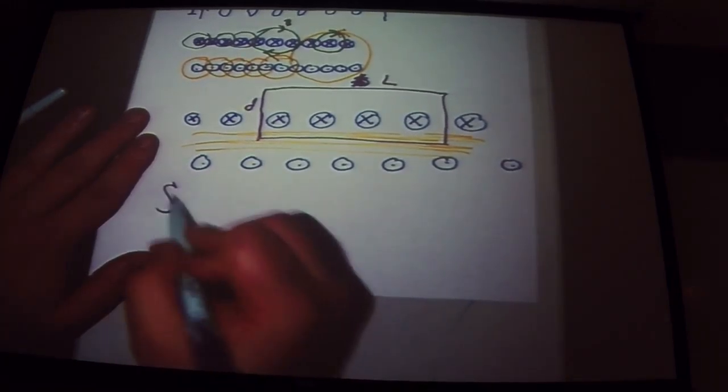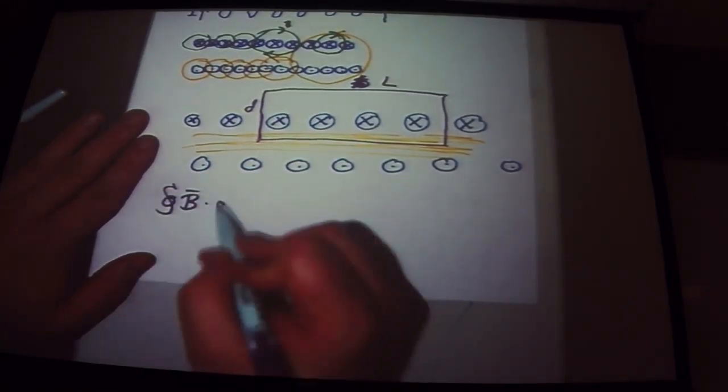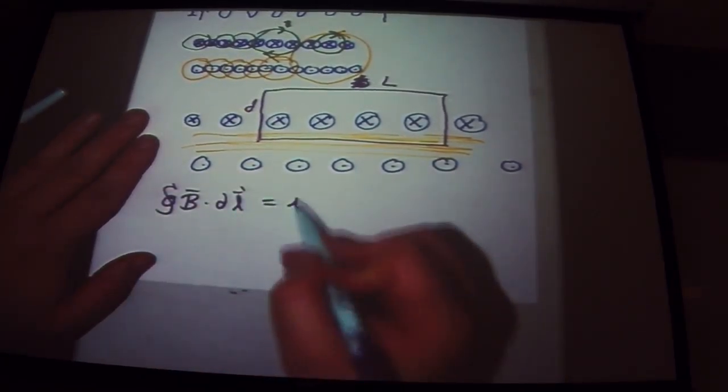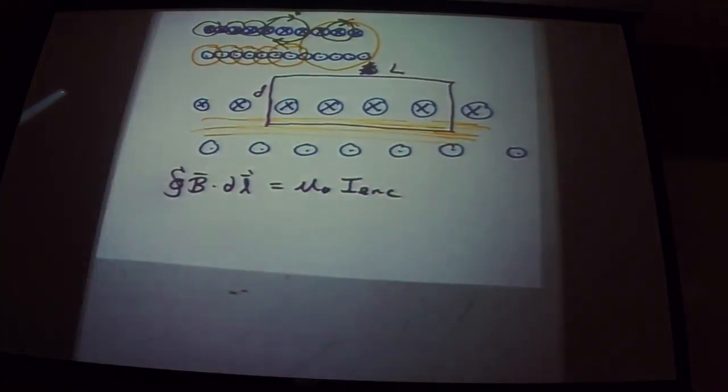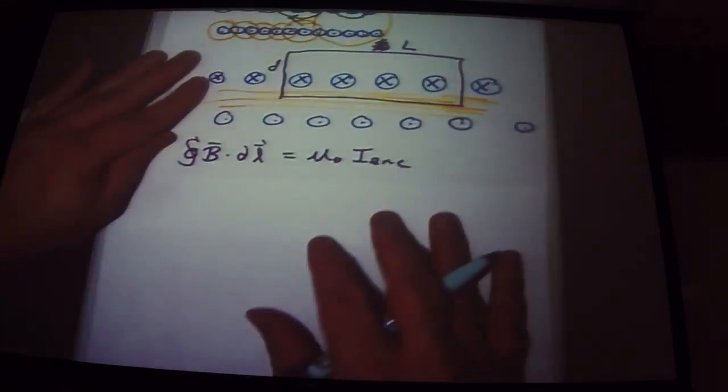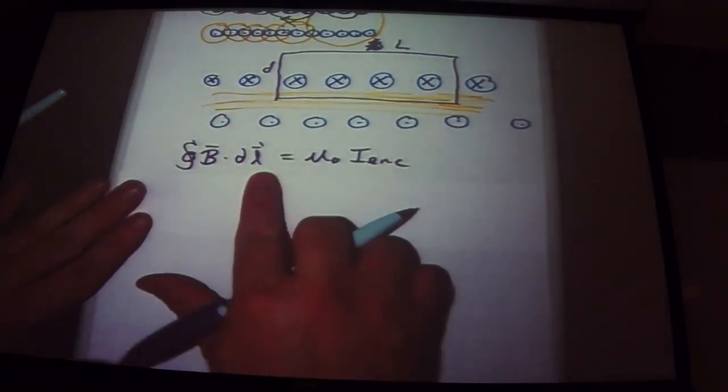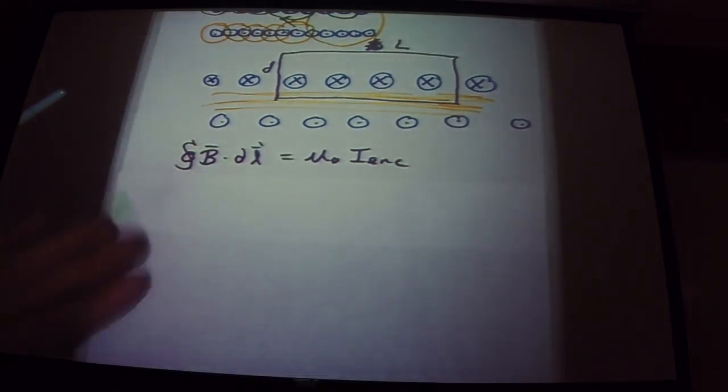All right, now, let's write down Ampere's law. So I've got the integral of B dot dl equals mu naught times I enclosed. Okay, mu naught I enclosed. So let's work on this side first. Now in this case, the magnetic field in different regions is different.